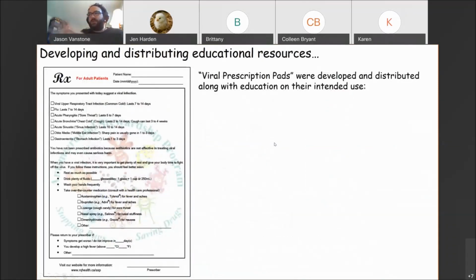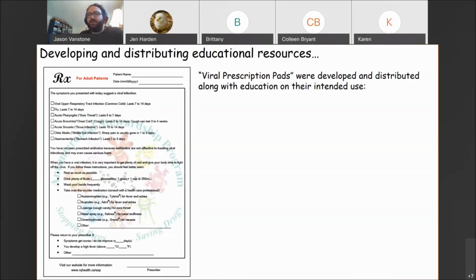So to concentrate then on some of those educational resources, one of the big ones for us was developing this viral prescription pad. You can see an example of it on the left there. If you're not familiar with it, it is something that clinicians can use when a patient arrives with a viral infection like a cold or a flu. They can check off a box and say, yes, I definitely agree you've got a common cold. It'll tell that patient you could expect 7 to 14 days of symptoms for your average cold, and you are not going to get an antibiotic because they're not effective for treating this. That's where the clinician can have that conversation with the patient and help them understand.